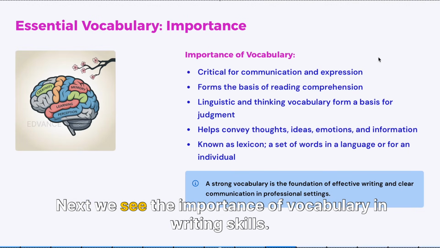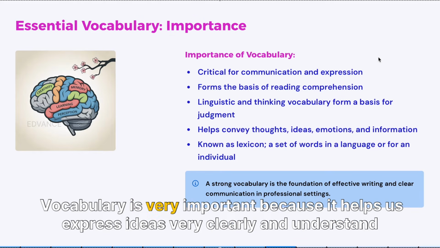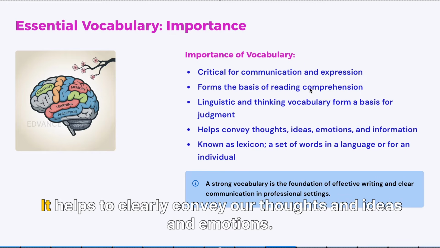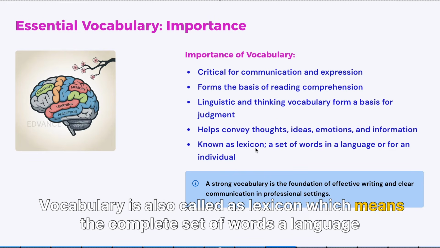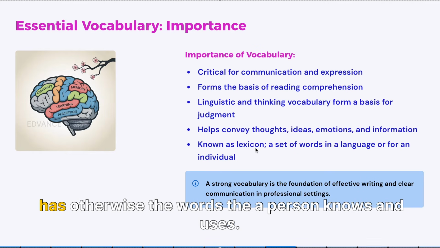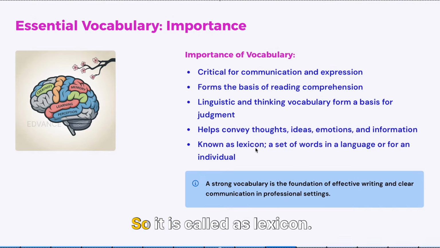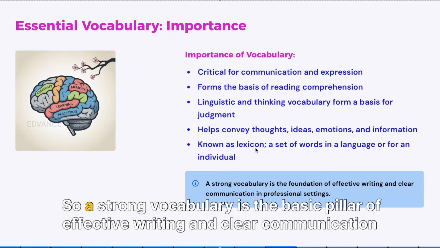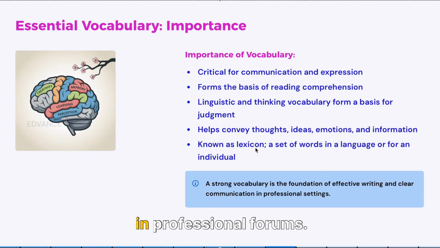Next, we see the importance of vocabulary in writing skills. Vocabulary is very important because it helps us express ideas very clearly and understand what we read. It helps to clearly convey our thoughts, ideas and emotions. Vocabulary is also called lexicon, which means the complete set of words a language has, or otherwise the words a person knows and uses. So a strong vocabulary is the basic pillar of effective writing and clear communication in professional forums.